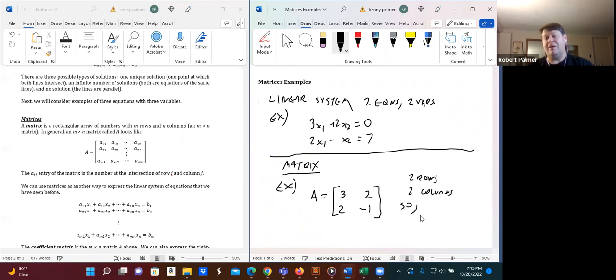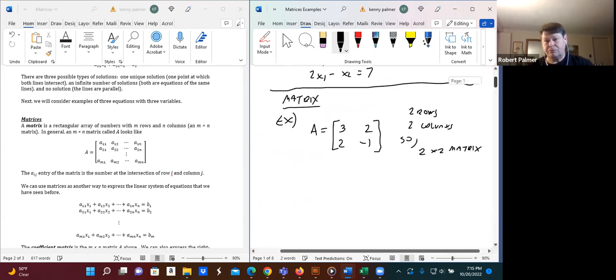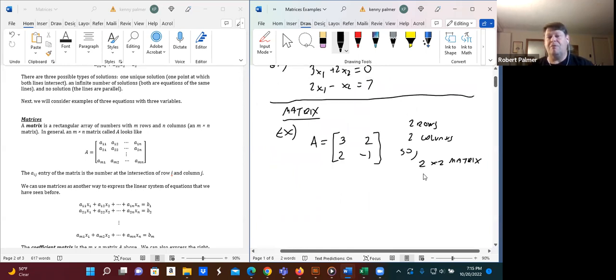So this is called a 2 by 2 matrix. So this is the number of rows by the number of columns, a 2 by 2. Now we can name these coefficients, also named by their row and column. So let's say coefficient a1,1 is actually 3. So the number that goes in row 1, column 1 is 3. a1,2 goes in row 1, column 2 and is 2.